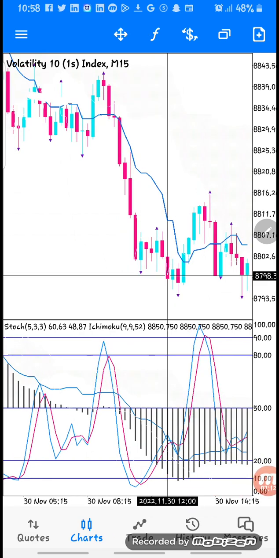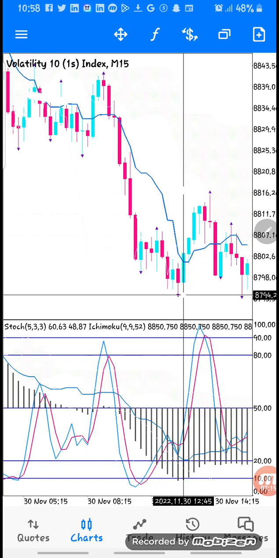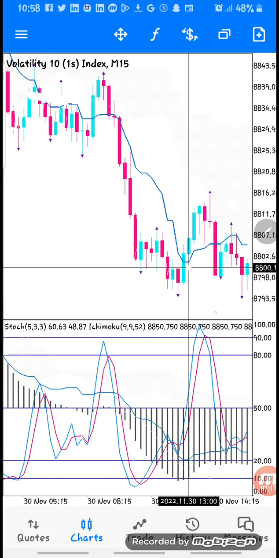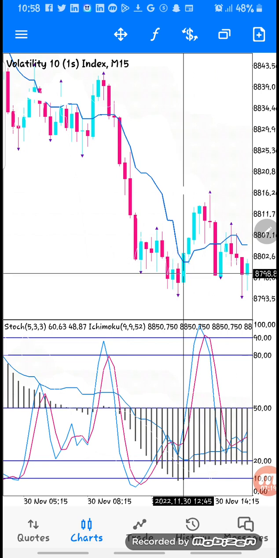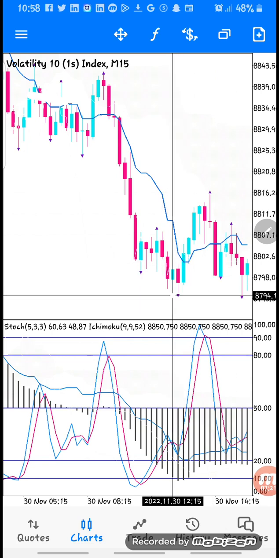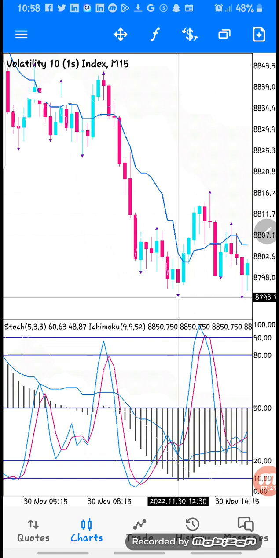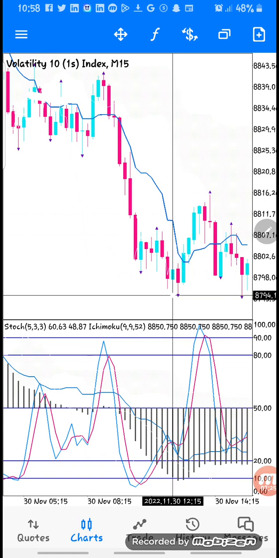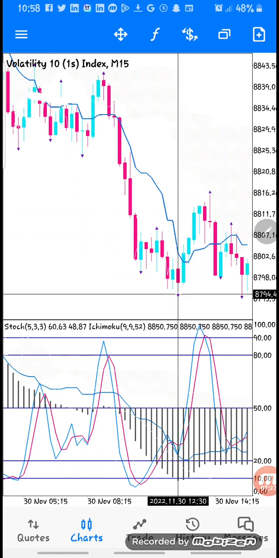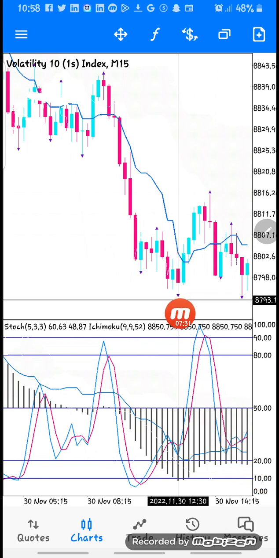Mostly when it closes here and you see a stochastic crossover, and when you place an entry like this, your stop loss should be below the previous candle. Especially when you see this fractal arrow, that's where you place your stop loss, below the wick of the previous candle, and if there's a fractal, place it below the fractal, the pointing arrow.